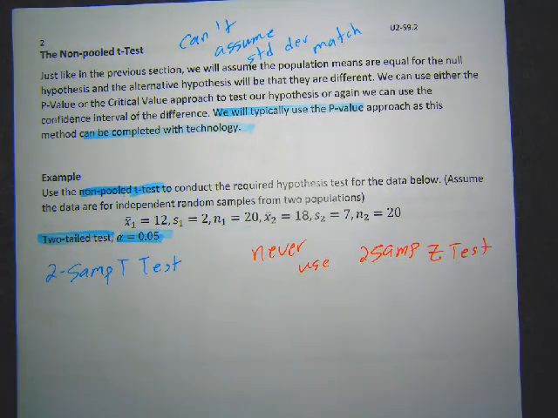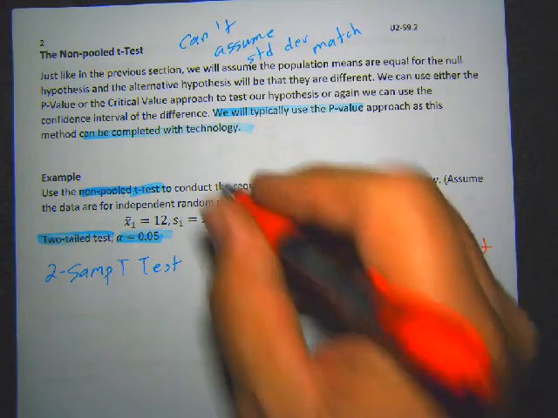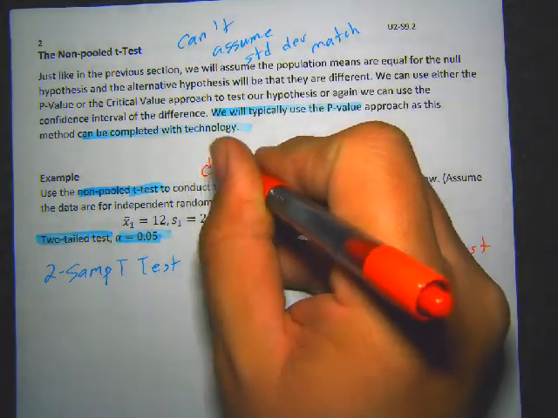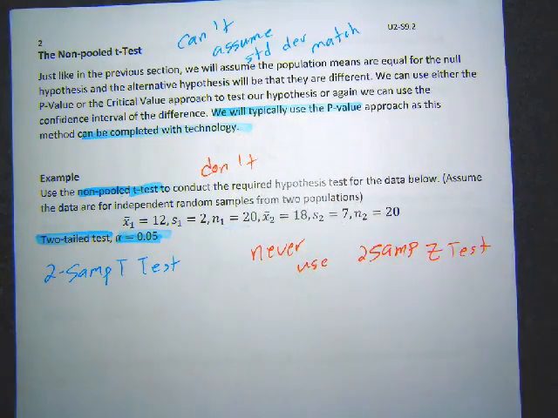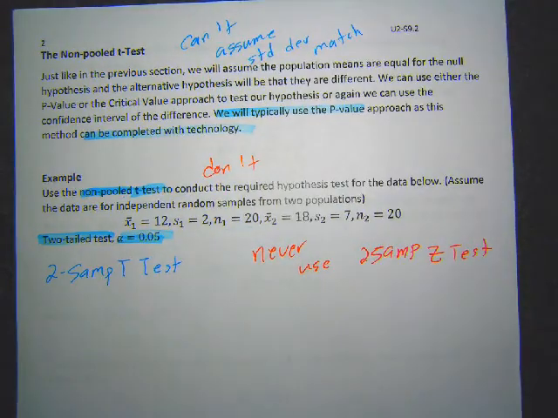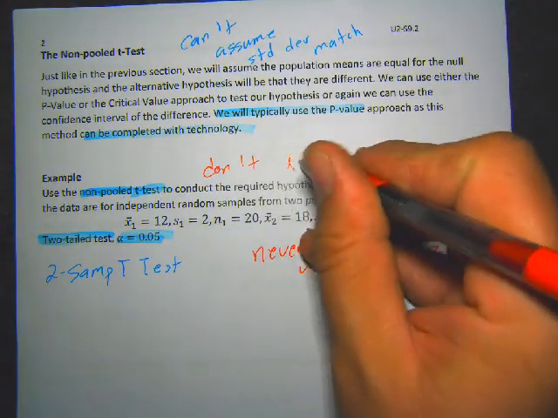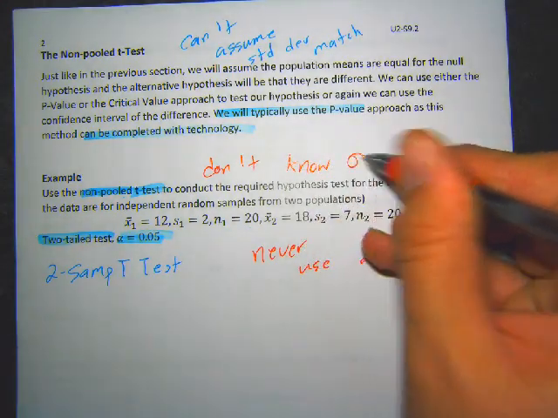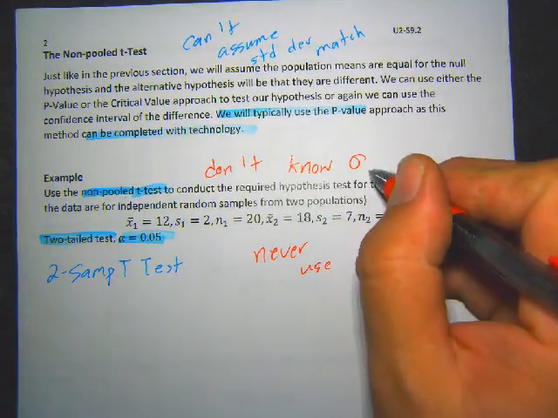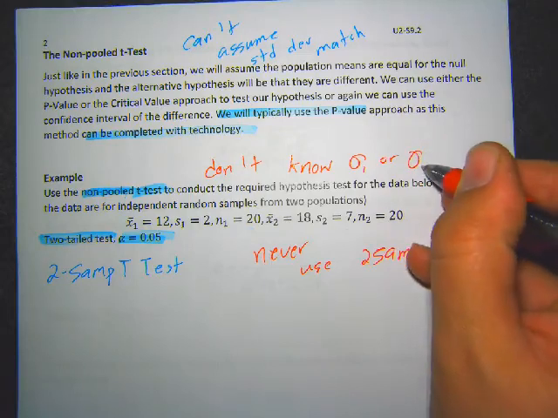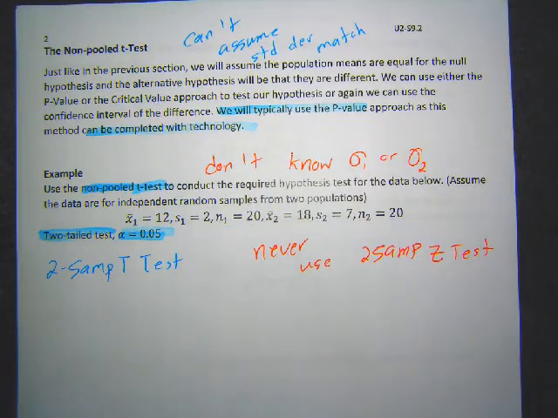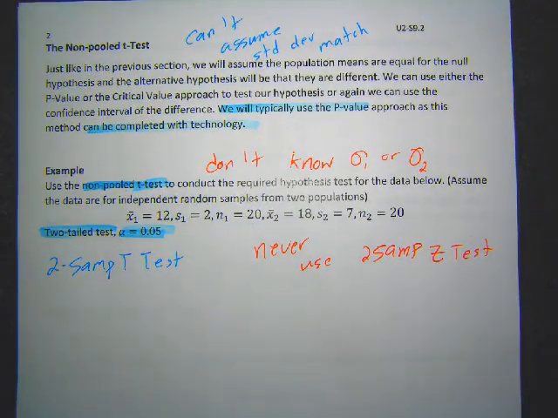We're always going to do problems where we have to use the t-test because we don't know sigma. And we never do for means. Basically you can kind of assume with means that we have to work with t-scores. So remember, sigma is the standard deviation for the entire population. And we don't know the standard deviation for either population. We don't know that, so that's why we're always using two-samp t-test.